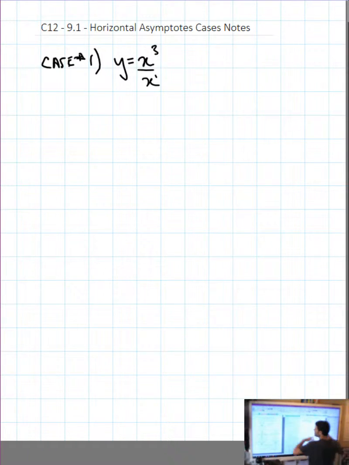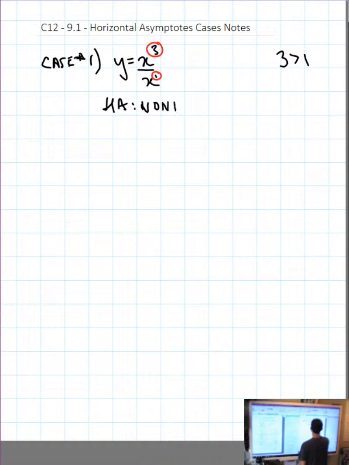So, from the notes, if the exponent of x is higher on the top than the bottom, so because 3 is greater than 1, that means that the exponent on the top is greater than the exponent on the bottom, which means that the horizontal asymptote is none. Feel free to graph it on the graphing calculator.